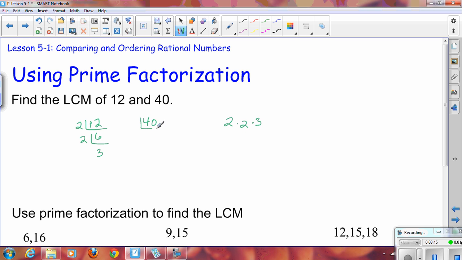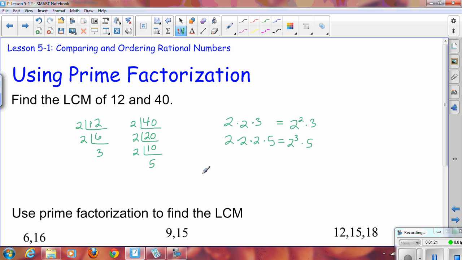40 is also even, so it's divisible by 2. That gives us 20. 20 is even. It's divisible by 2. That leaves us 10. 10 is even. It's divisible by 2. That leaves us 5. 5 is prime. So 40 can be written 2 times 2 times 2 times 5. Now, it's easiest at this point to write these with exponents. So we write 2 squared times 3 and 2 cubed times 5.